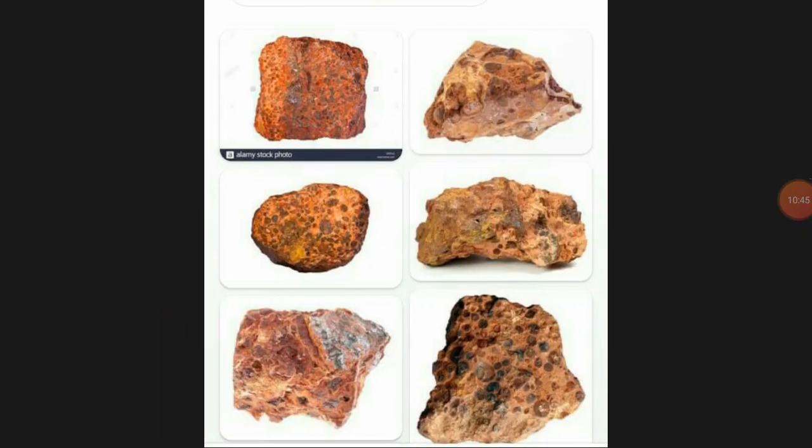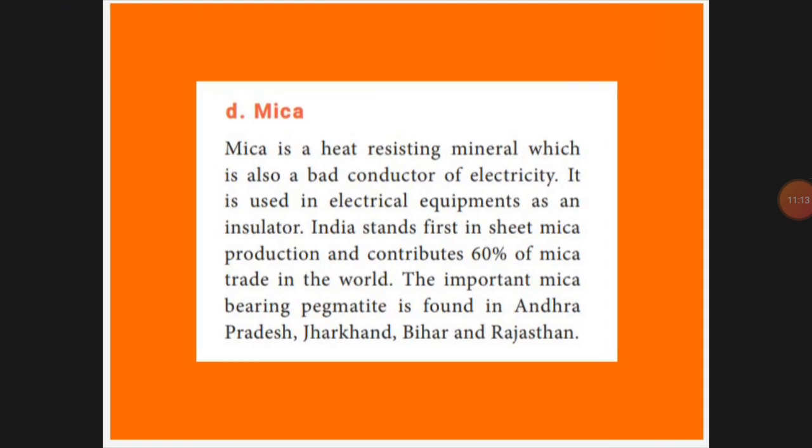Next, we'll go for the mica. It is a heat resistant mineral. India stands first in sheet mica, the first quality, we can say. India is first in that. 60% of mica traded in the world is by India only. It's found in Andhra Pradesh, Jharkhand, Bihar, and Rajasthan.